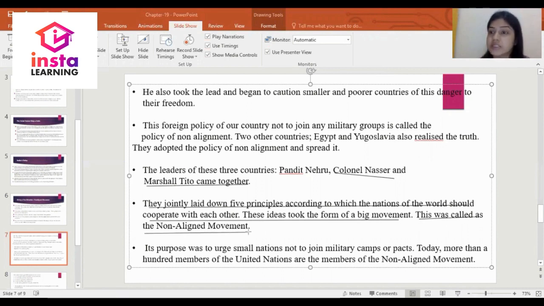Dear student, this is very important which you should know. So what is its purpose? Its purpose was to urge small nations not to join military camps or pacts. Today, more than 100 nations of the United Nations are members of the non-aligned movement. So let's understand it.